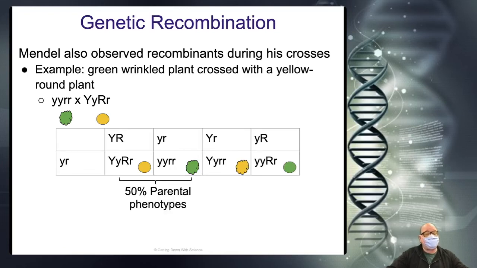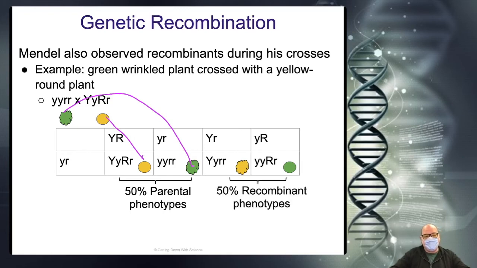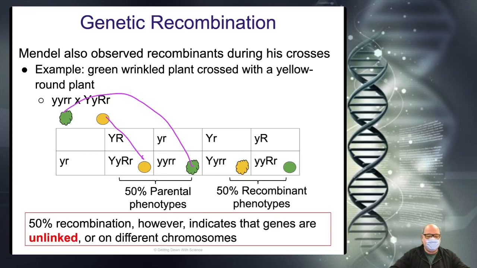50% of them match the parents. Do you see how they match the parents? Well, if you don't see that, this matches and this matches. Now we have a recombination, a new combination. We have yellow that's wrinkled and we have green that's round. So these traits did not travel together. These are recombinants.